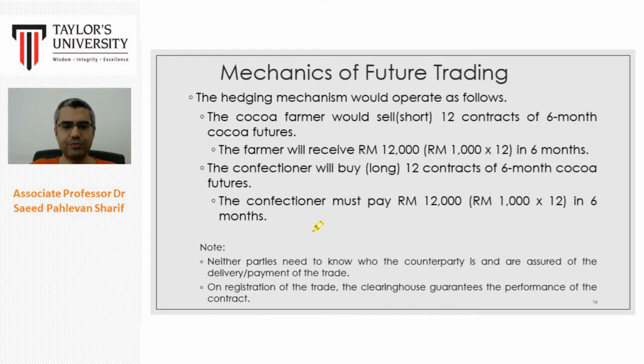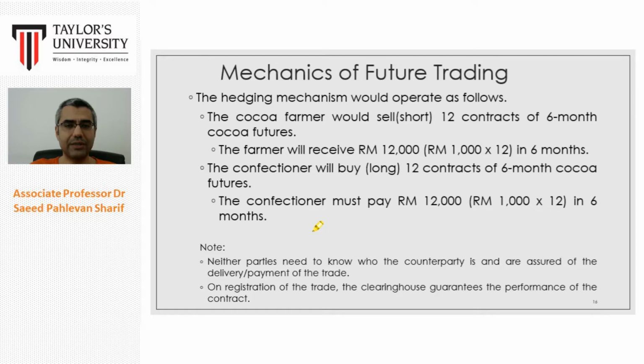How can they use futures contracts? The first step, as I mentioned, is to identify the concern of each party. The cocoa farmer is producing cocoa, and the cocoa will be ready in 6 months. So what is the concern of the cocoa farmer? His concern is, what if the price goes down? If the price goes down, the cocoa farmer will receive less money, can only sell at a cheaper price, and maybe it's a loss, meaning less profit or even a loss for the cocoa farmer.